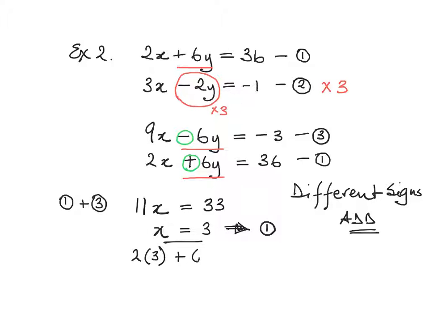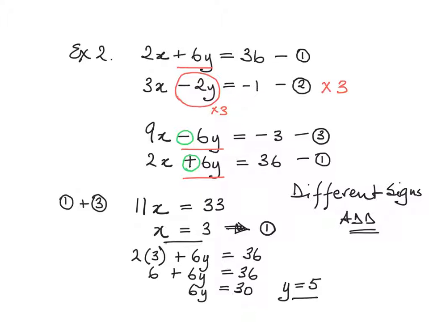plus 6y, so 6 plus 6y equals 36, 6y equals 30, and y equals 5. And that's the equation solved.